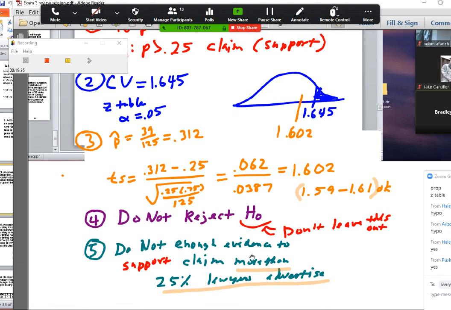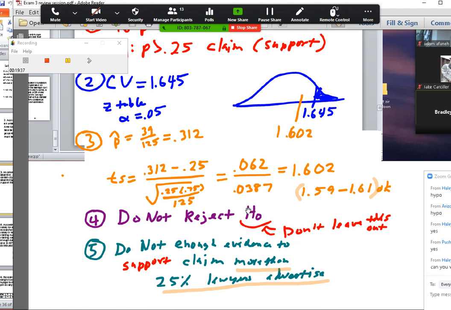So then step 5, which is about your claim. Since this is do not reject, you do not have enough evidence to support the claim, because remember H1 is our claim, so we're going to use the word support there. Claim that more than 25% of lawyers advertise. Questions about this one?